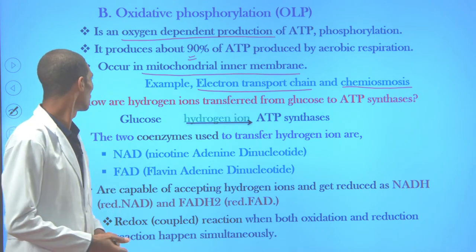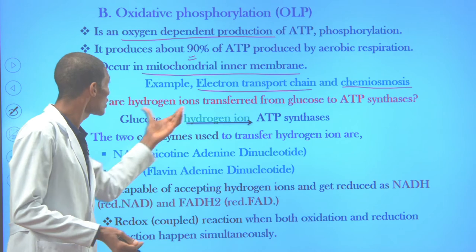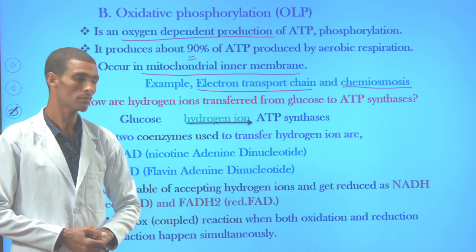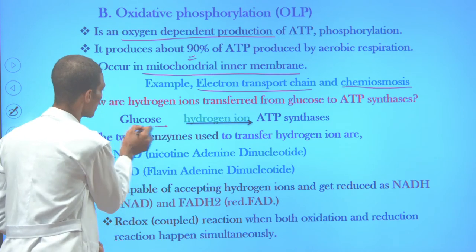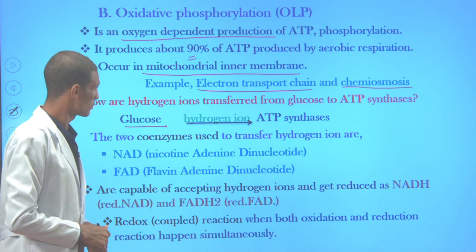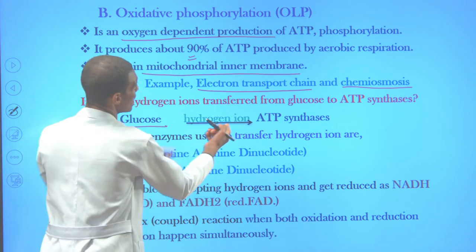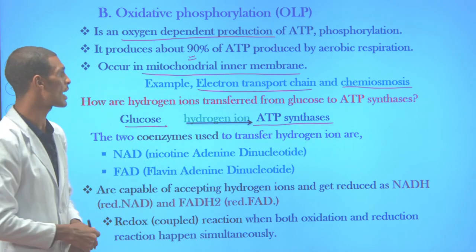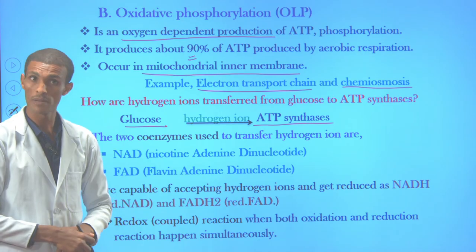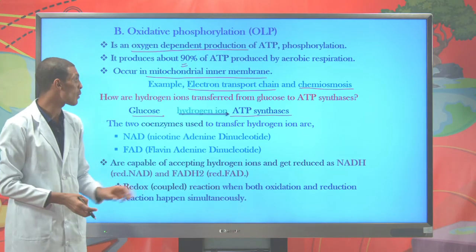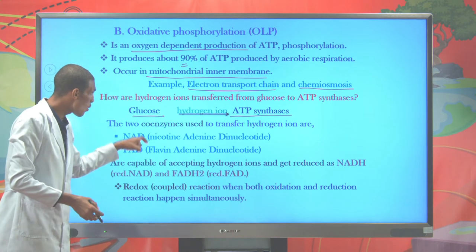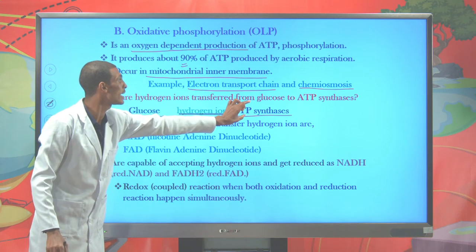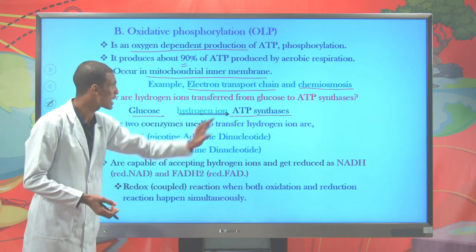Well then, student, do you know how hydrogen ions are transferred from glucose to ATP synthase? By this I mean glucose combustion or oxidation. There must be a transfer of hydrogen from glucose to ATP synthase. Do you know how they can be transferred? Well, there are two well-known coenzymes which are very important in carrying protons in the form of hydrogen from glucose to the mitochondrial inner membrane, where ATP synthase is found.